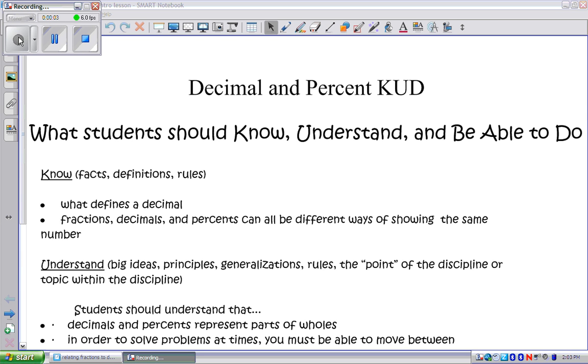Hi guys, welcome to the decimal unit. We're going to be doing this a little different than the past couple units. I'm experimenting with what is called inverting the class.